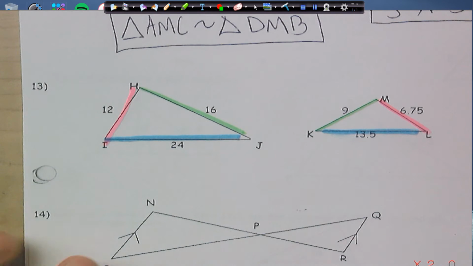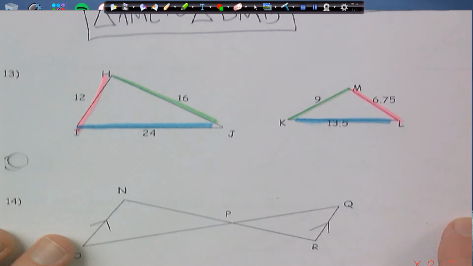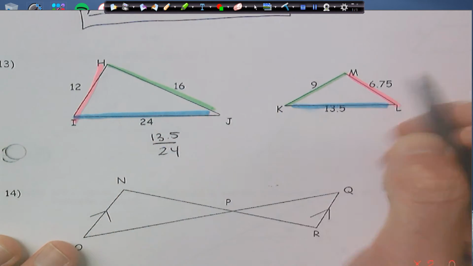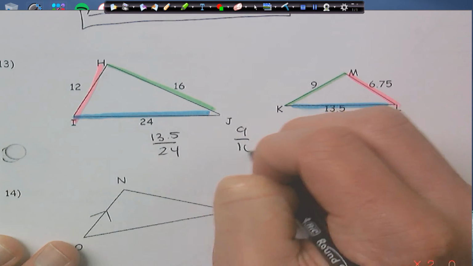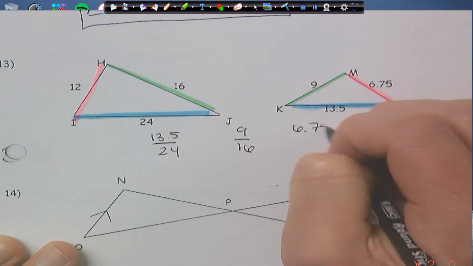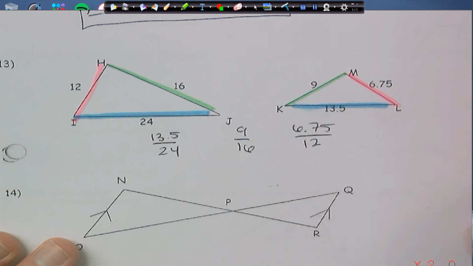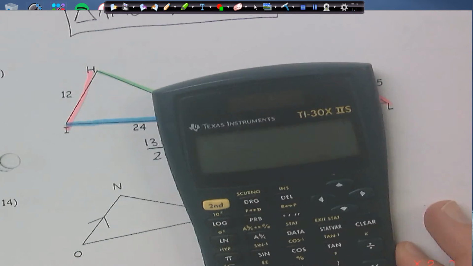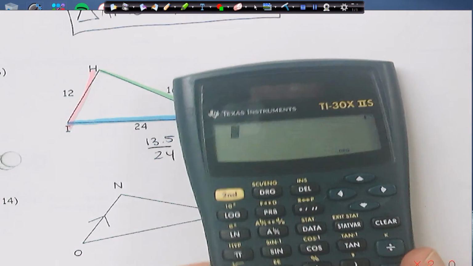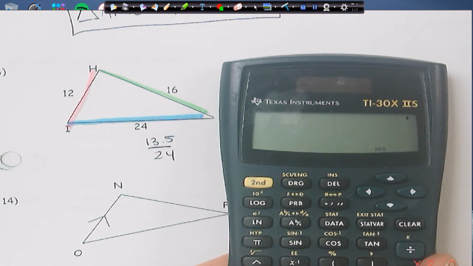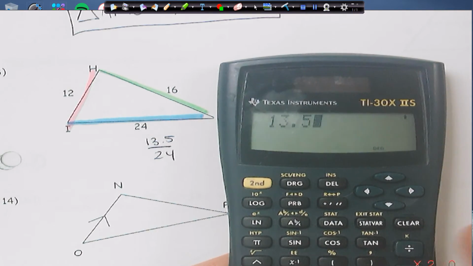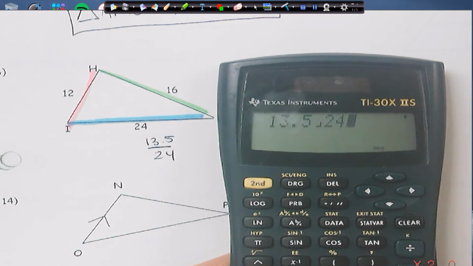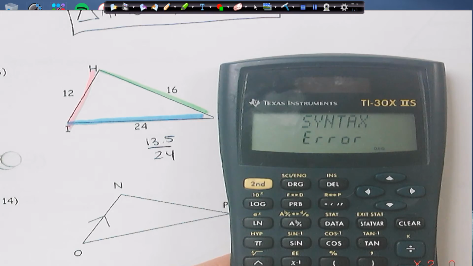So I like to put the little guys over the big guys, so we can do that real quick. 13.5 over 24, 9 over 16, and 6.75 over 12. This is where I recommend getting the calculator out. So see, I have 13.5, and then you hit this A B/C, it makes a little L over 24. If you just do that and hit enter, it's going to say syntax error.